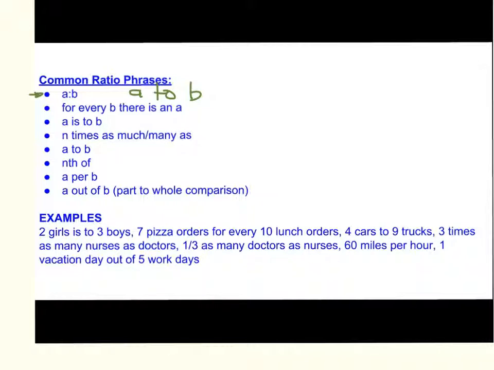So all these examples down here, we have 4 girls is to 3 boys, 7 pizza orders for every 10 lunch orders, and so on. I want you to come up with your own version using any one of these common ratio phrases. See what you can come up with.